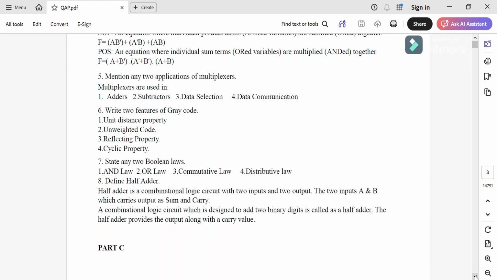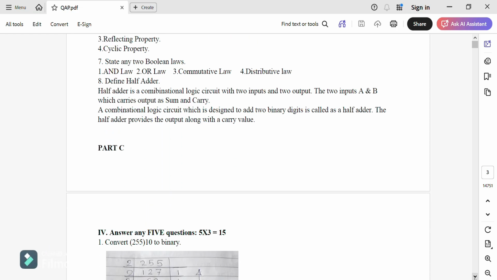Next question is state any two Boolean laws. Okay. So Boolean laws are known as AND laws, OR laws, commutative law, distributive law, and many others. So you just have to mention and state them. Okay. Each has half a mark, so writing any 4 will give you 2 marks. You can give any 2 examples also.